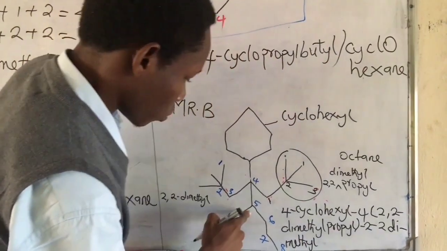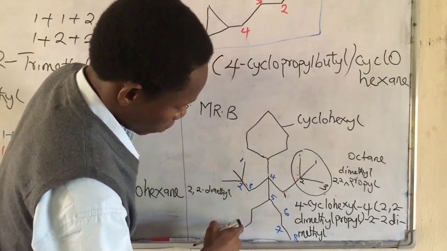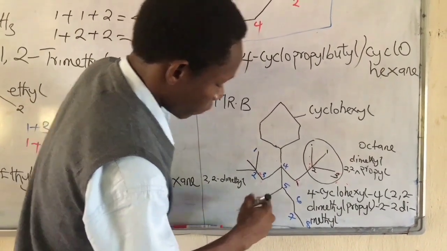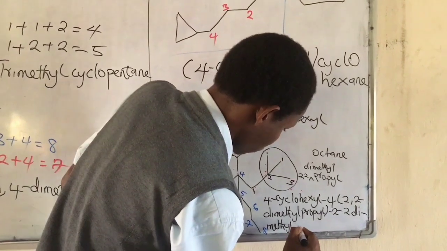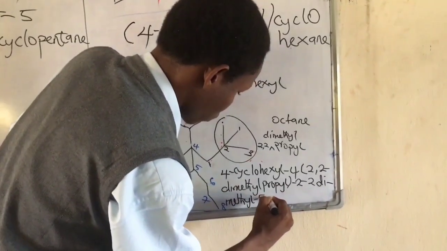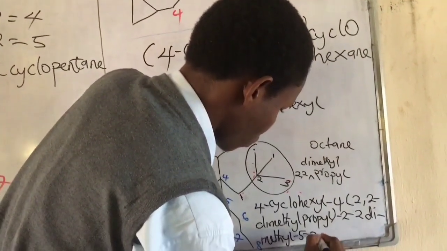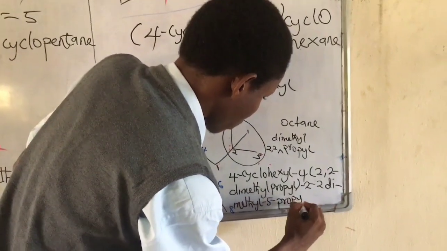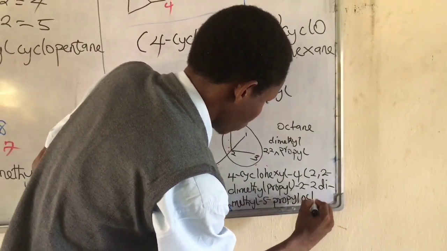And then we have another substituent here. This is 1, 2, 3. 5-propyl. 5 what? Propyl. And the longest chain is what? Octane.